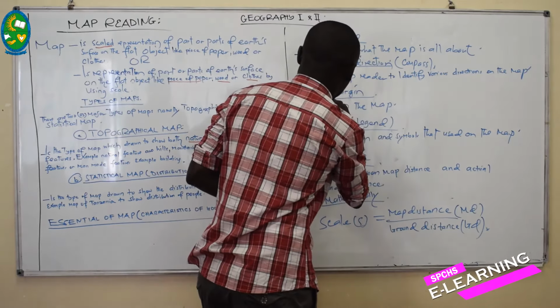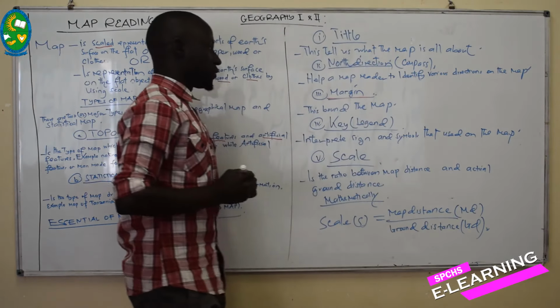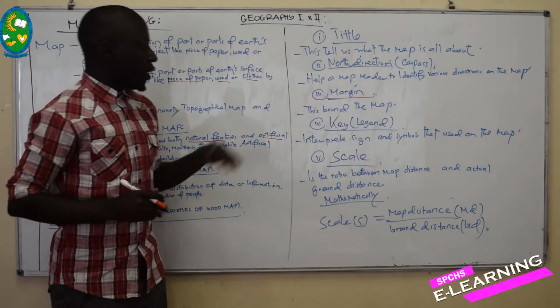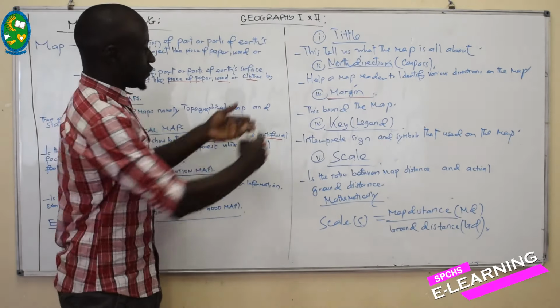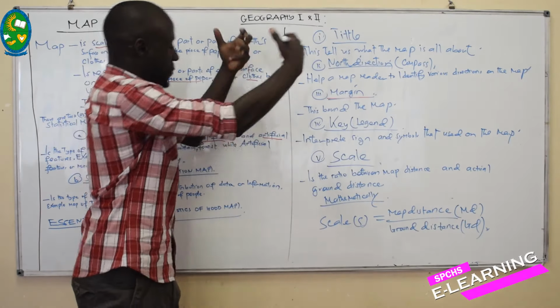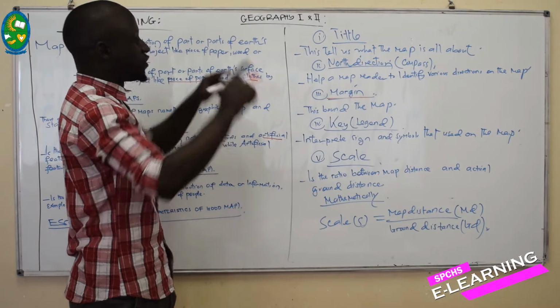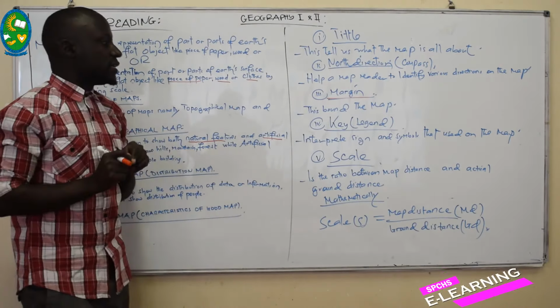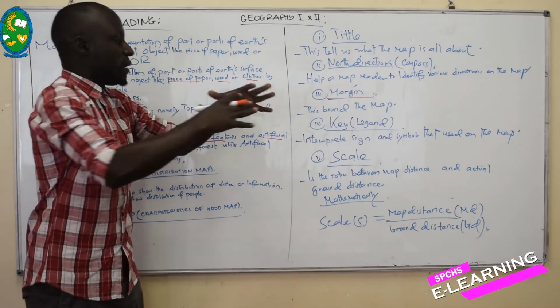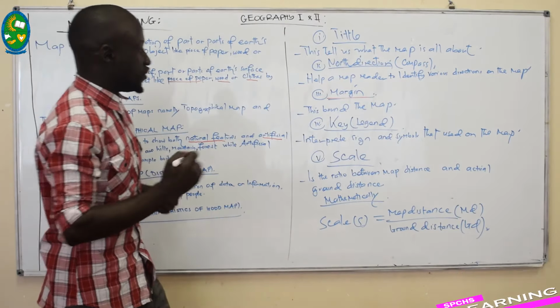Another important aspect of map is margin. This margin, or you may say frame, is just a box or a frame which bounds the map. So this shows the end of the map. It bounds the map. It's like a shield of the map. It shows where the map ends. That is margin.